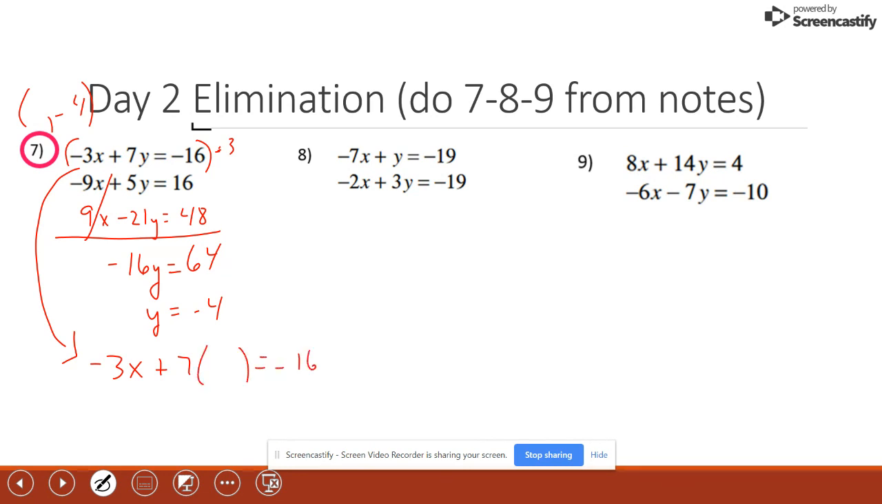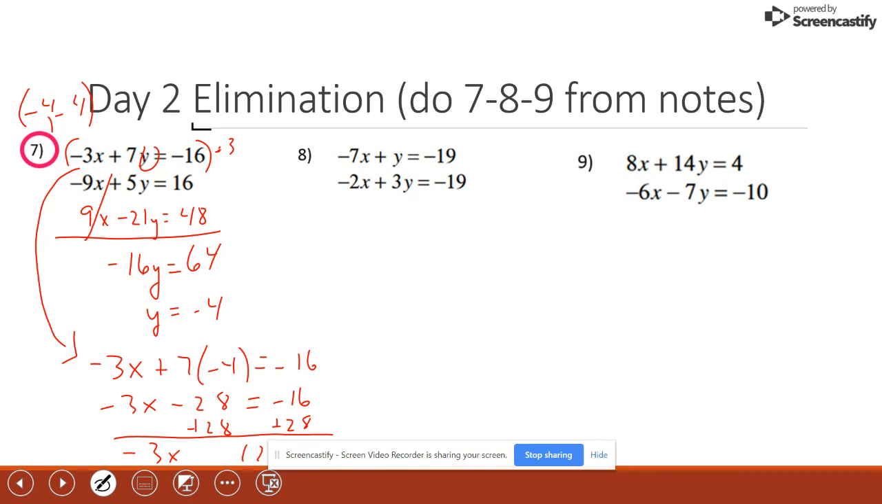Set it up before you plug it in. So I'm going to put -4 right here where my y was. So -3x minus 28 equals -16. Add 28. -3x equals 12. Divide, x equals -4. So I have -4. Some of you already did that one in class.